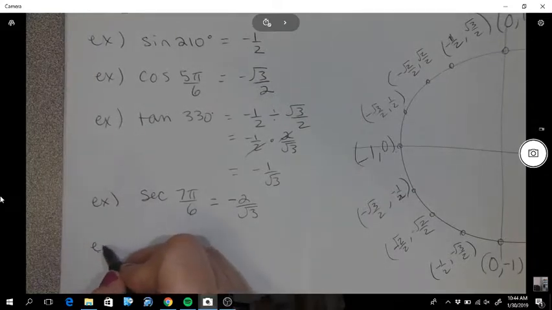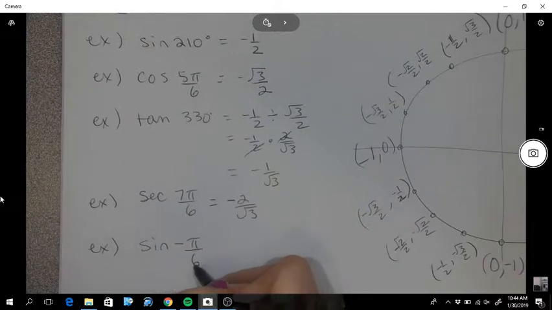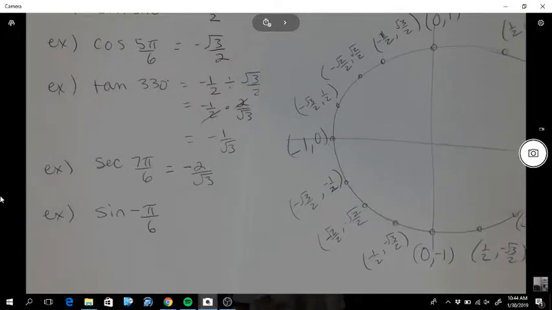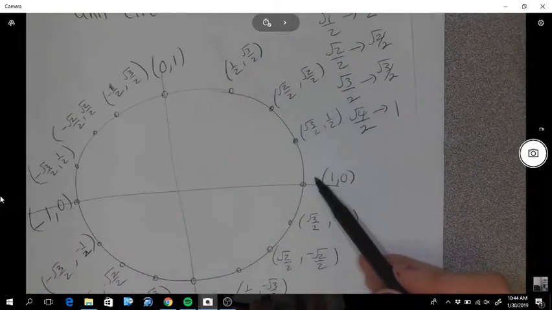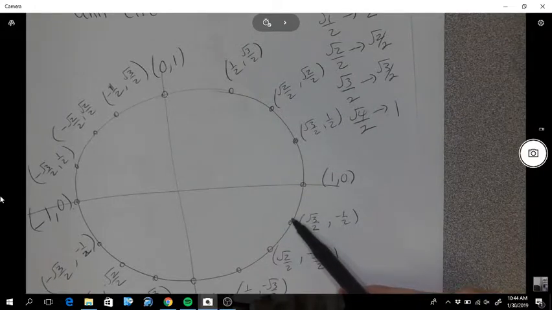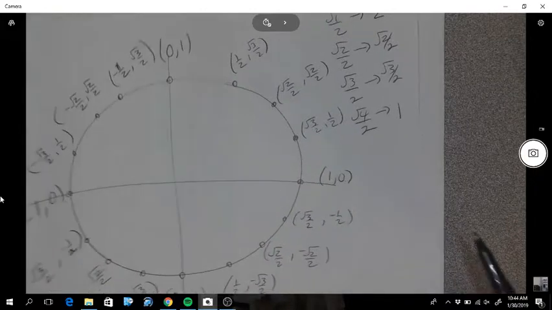Okay, what about if I give you a negative angle? So think about 6, that's talking about 30 degrees, and now we're going backwards 30. So that's in this direction. So I land here. Sine is talking about the y value, so my answer is -1/2.